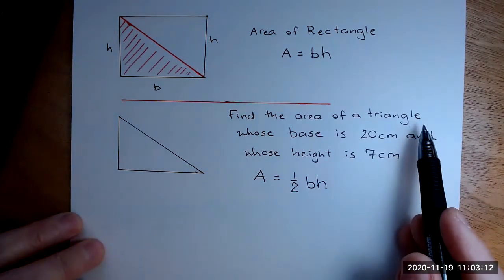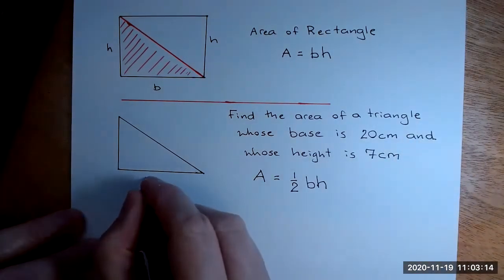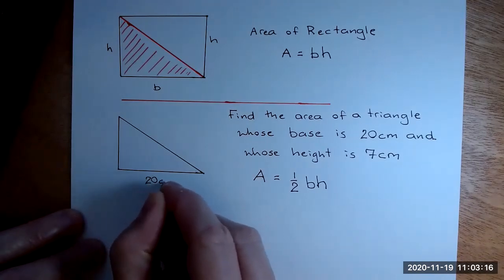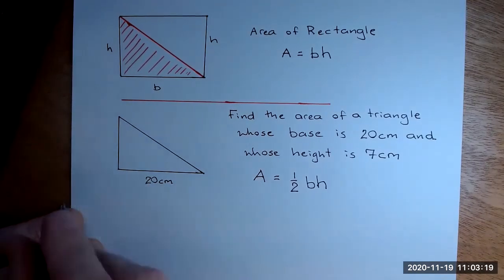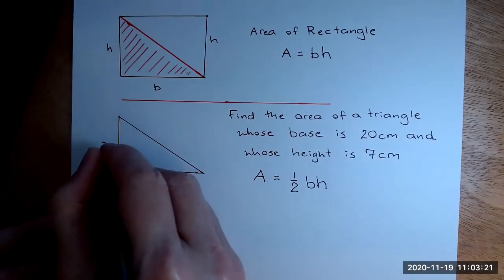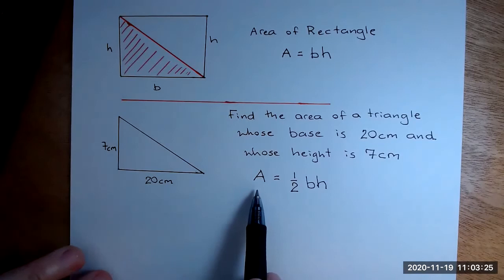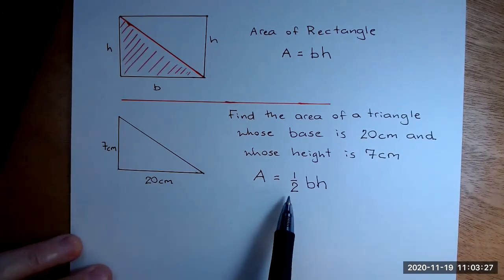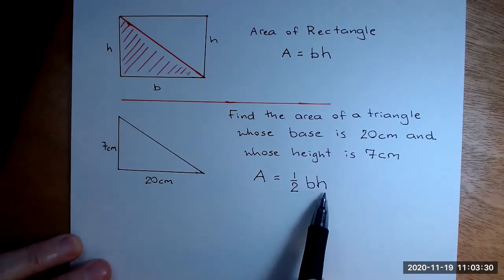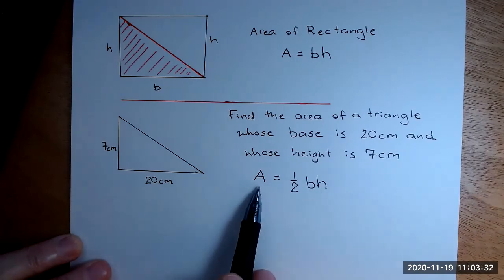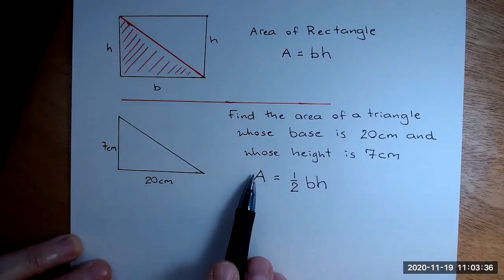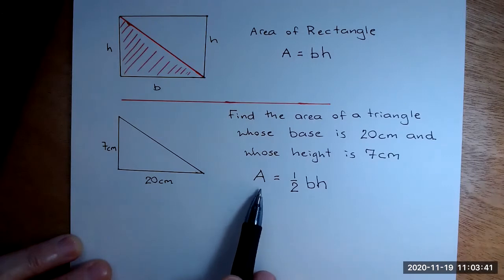All right, so let's find the area of a triangle whose base is 20 centimeters and whose height is 7 centimeters. So we simply use the formula for the area of a triangle, which is 1/2 of the base times the height. And like we talked about before, this one is isolated for area. So that's what you use this version of the formula to find the area.